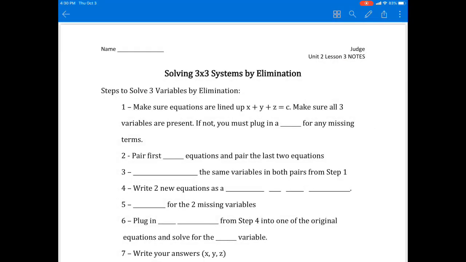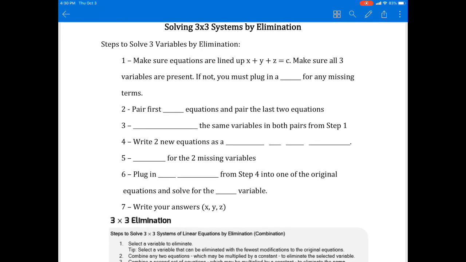Okay, guys, so now we're going to be looking at 3 by 3 by elimination. So we've done 3 by 3 systems with substitution. Now we're going to be doing it with elimination. So we've already done this with 2 by 2. So this is going to be completing our last little bit of elimination substitution.